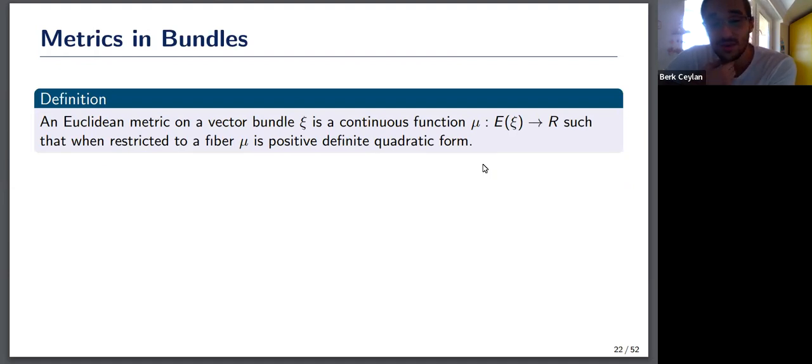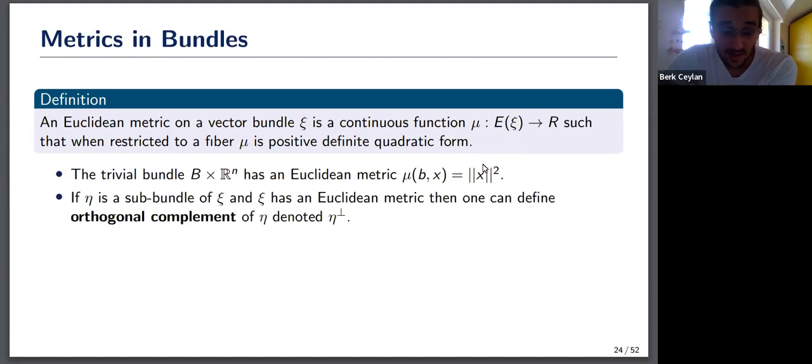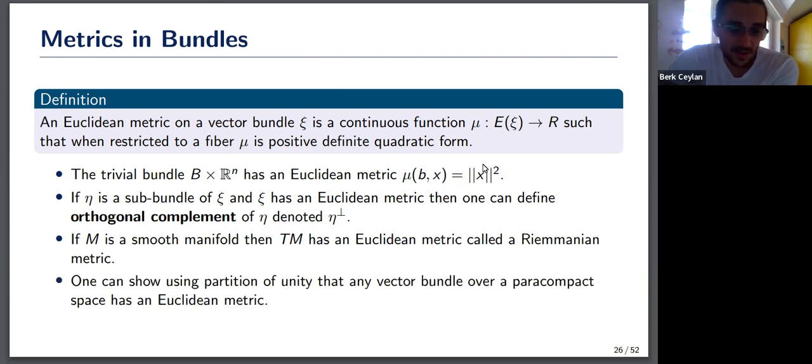A metric is a continuous way to associate each fiber with an inner product. A trivial bundle has a trivial metric. And we use metrics in this presentation to form orthogonal complements of subbundles. For smooth manifolds, metrics are called Riemannian metrics. And you can show using partitions of unity that any vector bundle over a paracompact space has a metric.